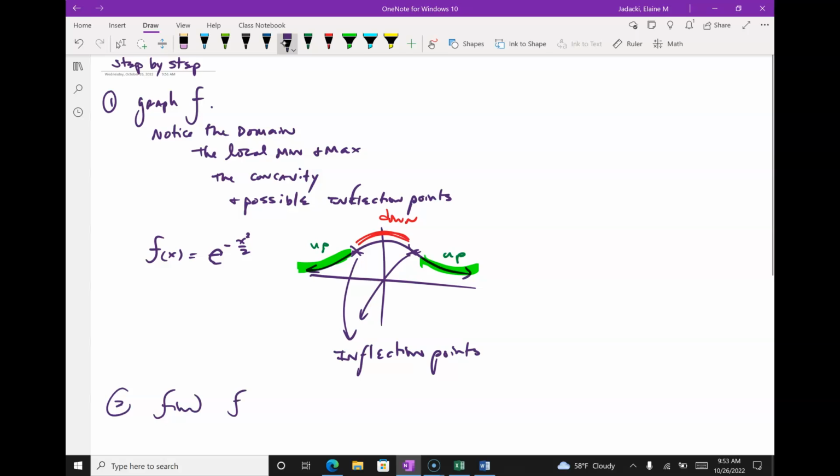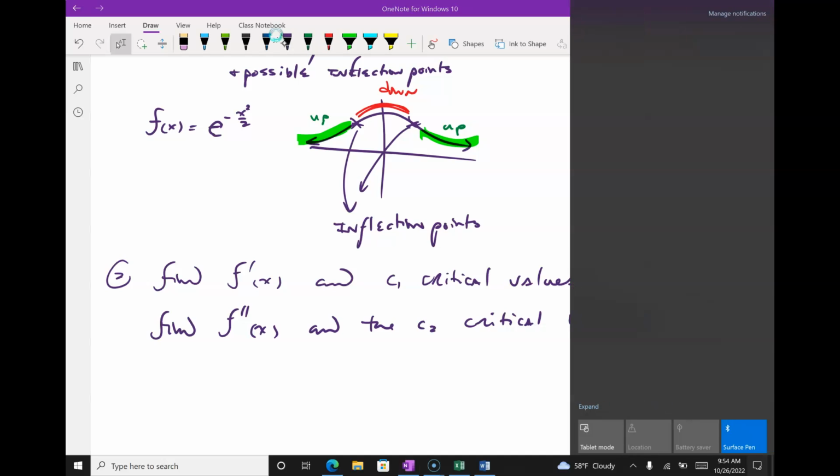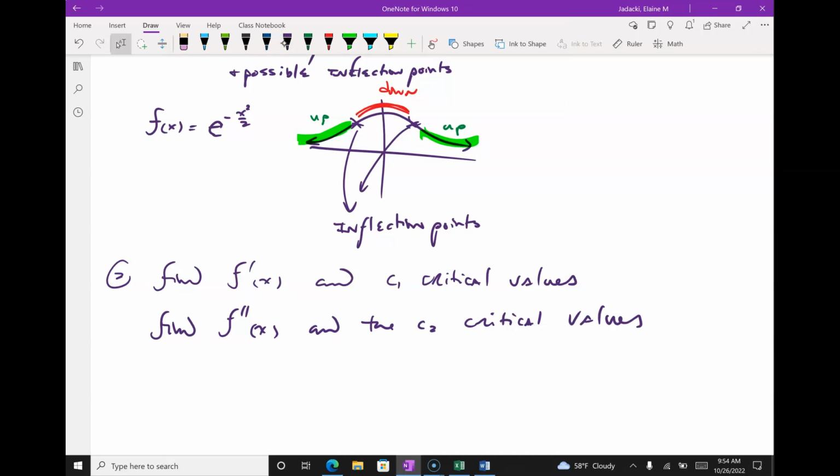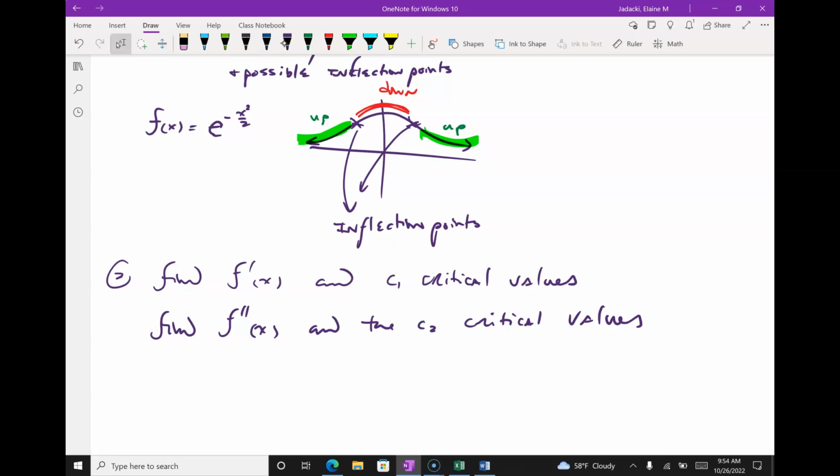Okay, find f prime of x and the C1 critical values. C1 meaning first derivative critical values. C2 will be second derivative critical values. Yes, you with me? Find f double prime of x and the C2 critical values. So find the critical values of the second derivative. That means when the second derivative is zero, meaning when the numerator of the second derivative is zero, or the second derivative doesn't exist, meaning the denominator of the second derivative is zero.